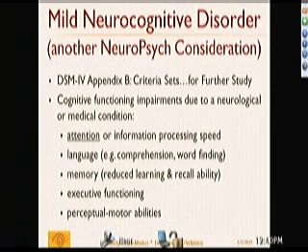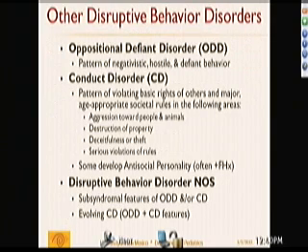I also mentioned here mild neurocognitive disorder as an appendix in the DSM, which explains what could be going on with youth who have not only attentional problems, but informational processing speed slowing, language and learning difficulties, memory problems, perceptual motor, and executive functioning difficulties.